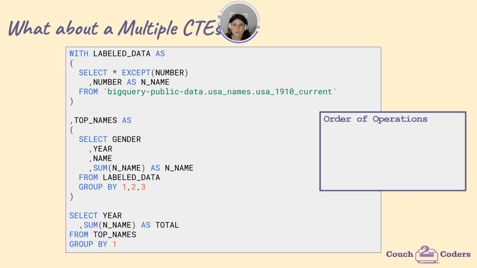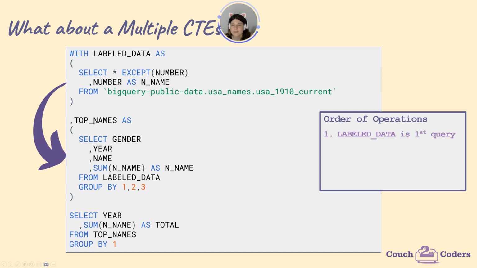So what about multiple CTEs? In this case, we see we have WITH labeled data, then we have a comma, top names, and then we have our final query at the bottom. First, what happens is that the computer reads labeled data right at the top. Labeled data is used inside top names.